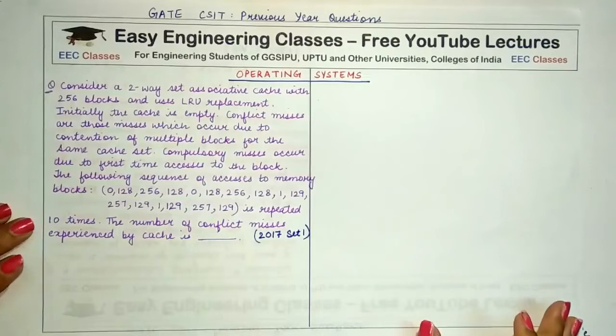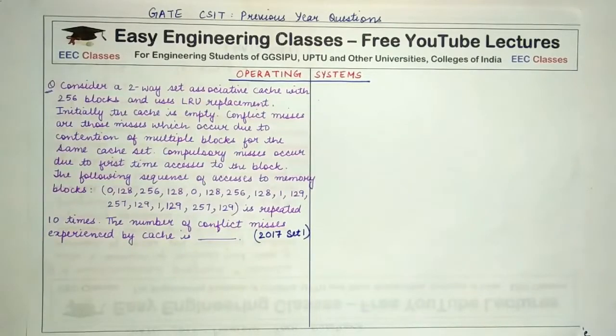So the question goes as, consider a two-way set associative cache with 256 blocks and uses LRU replacement. Initially the cache is empty. Conflict misses are those misses which occur due to the contention of multiple blocks for the same cache set. Compulsory misses occur due to the first time accesses to the block. The following sequence of accesses to the memory blocks is given and it is repeated 10 times. So the number of conflict misses experienced by the cache is.